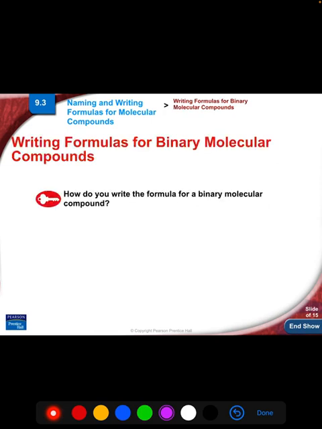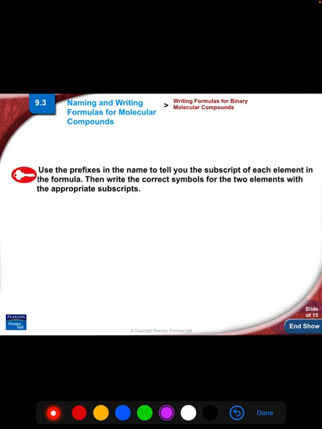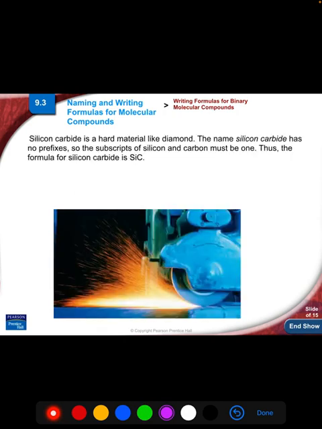So we'll practice a couple things and then go straight to our assignment. So how, given the name of a binary molecular compound, do you write the formula? Well, you use the prefixes to tell you how many of each type of atom is present in the formula, and you simply write the symbols for the elements with appropriate subscripts. Silicon carbide, so we didn't say monosilicon. We could have said silicon monocarbide, but it has its name. It's an unofficial name of silicon carbide.